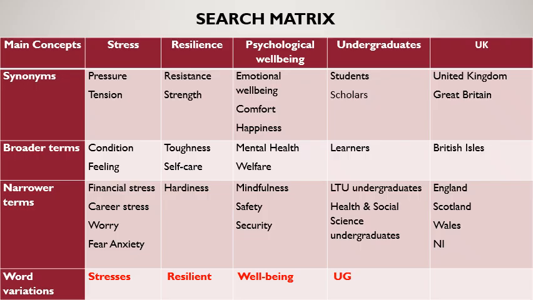So this is building the search matrix with synonyms. Scholars use different terms for the same idea. That means building a list of synonyms, like well-being could be wellbeing and mental health. A broader term is students instead of undergraduates. A narrower term could be academic stress. This creates a comprehensive search matrix that captures the full semantic field of your topic.